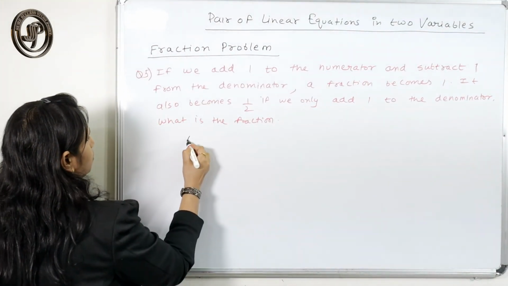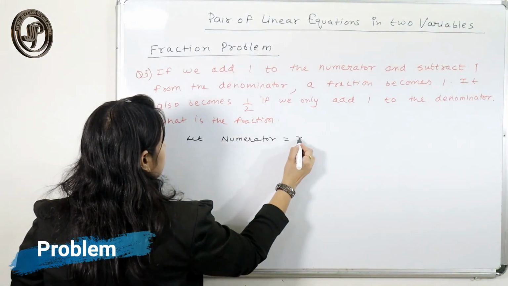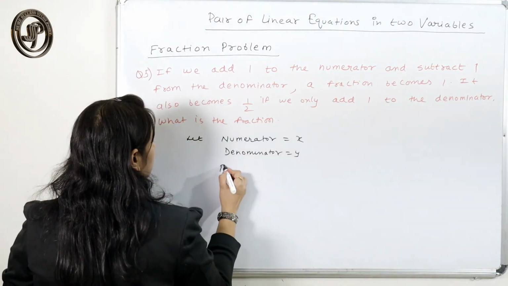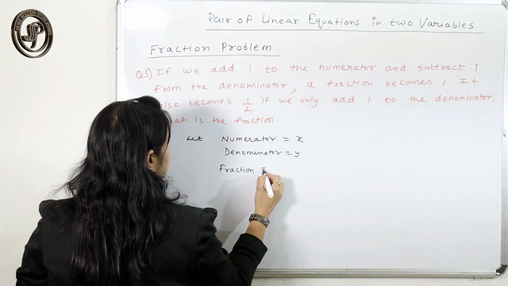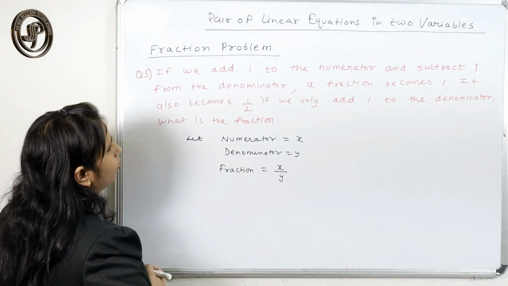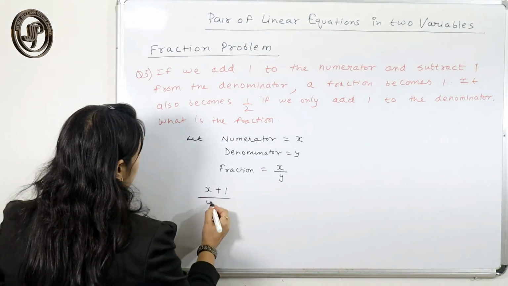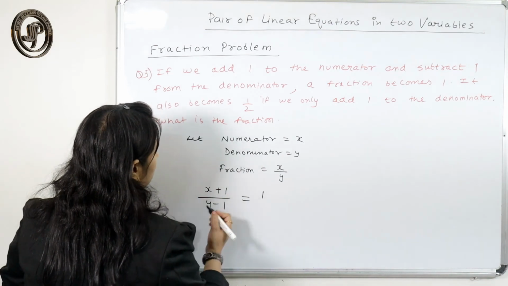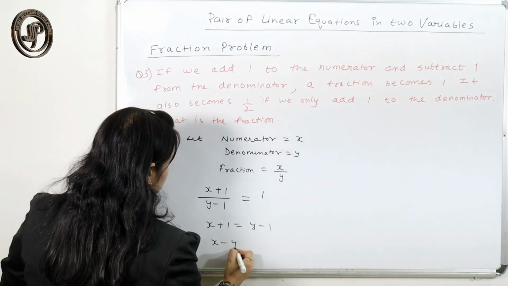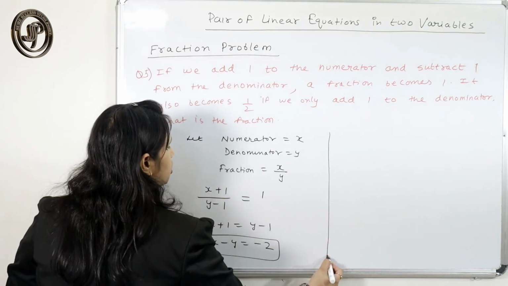So here also we substitute: let numerator be equal to x, denominator be equal to y, then the fraction is x by y. Now the question says, if we add 1 to the numerator, and subtract 1 from the denominator, then the fraction becomes 1. Now if we cross multiply, then what do we get? This. So this is the first equation.